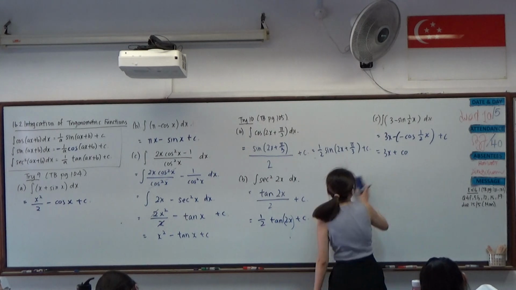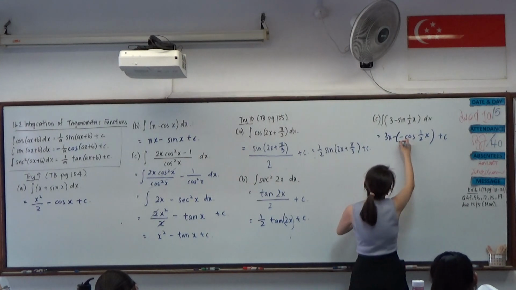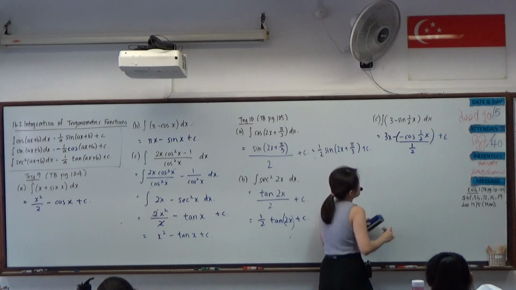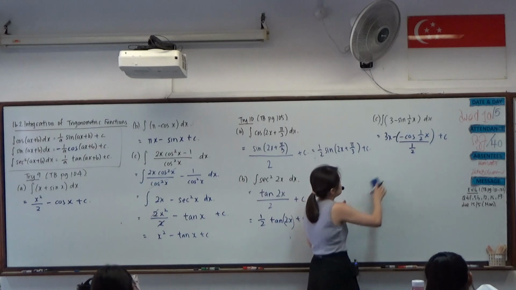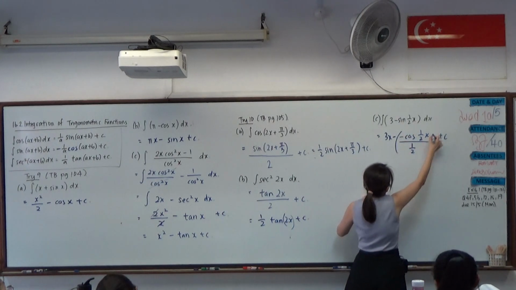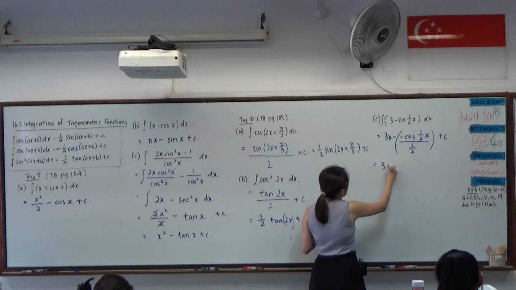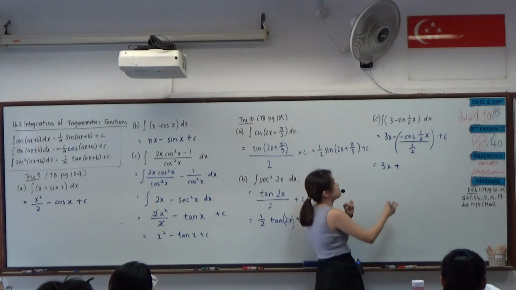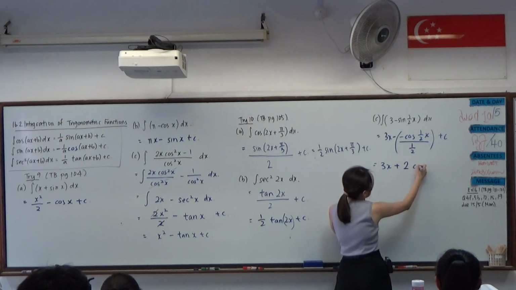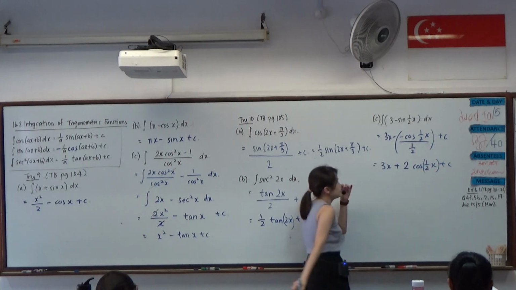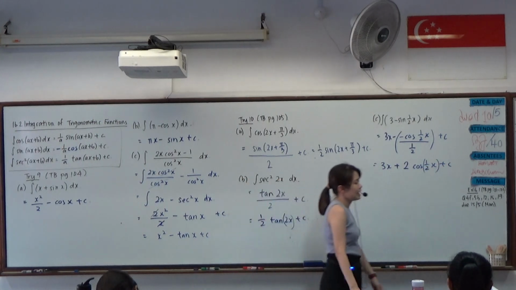Oops, I forgot one thing. This one needs to divide by the coefficient of x, which is dividing by half. Neater. So minus becomes a plus. Dividing by half means the same thing as multiplying by 2. So we get 3x plus 2 cosine half x plus c.